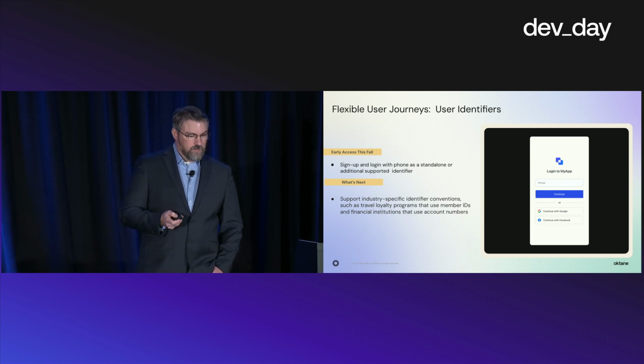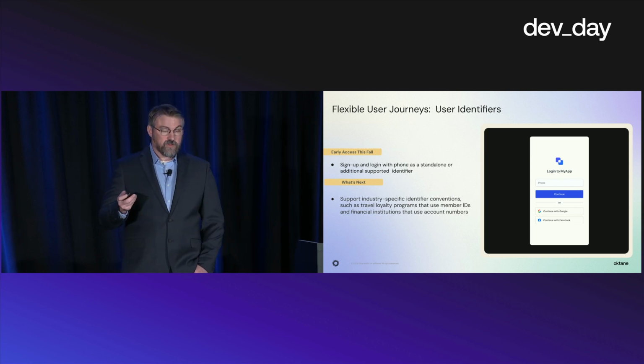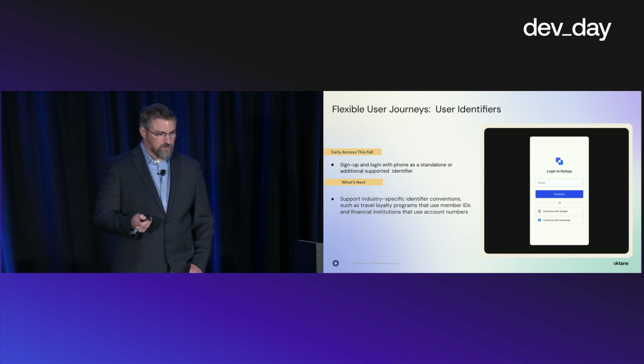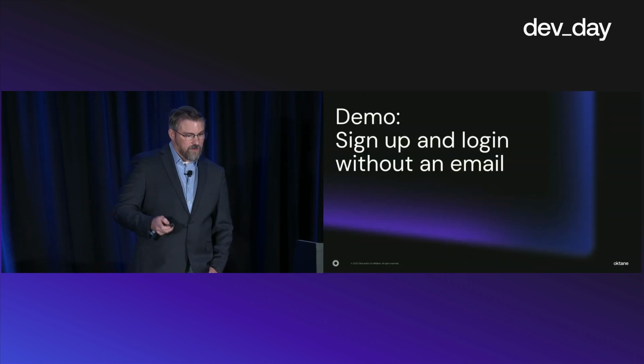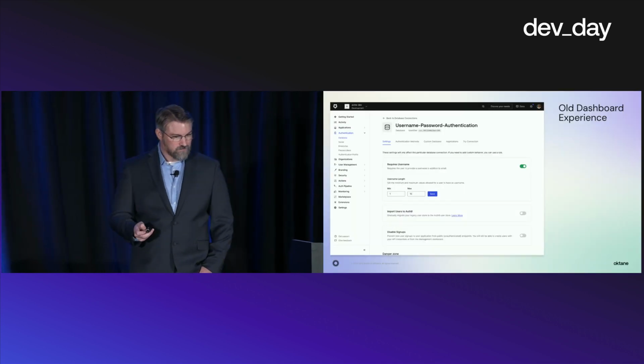And next year, it's in our vision to add support for custom identifiers, which you'll be able to define and implement to meet the needs of your business. And this includes being able to define membership IDs, account numbers, and other custom string formats that you want to use as login identifiers. And on that note, let's do a quick demonstration of what it will look like to configure and use a phone number as an identifier for an Auth0 user database.